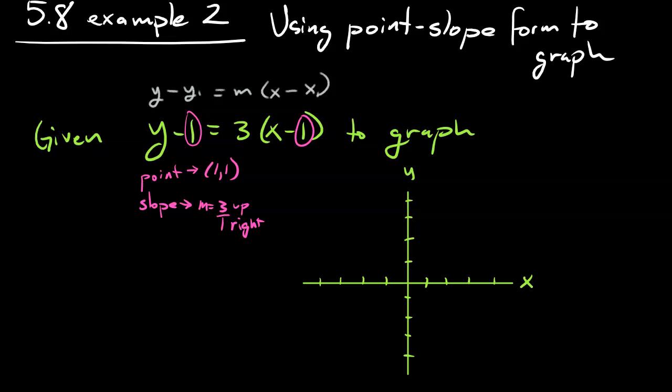So instead of graphing the y-intercept first, I'm just going to graph the one point that I was told. I was told the point 1, 1. And then I know the line goes through that point. And then I know my line has a slope of 3. So I can go up 3, to the right 1.